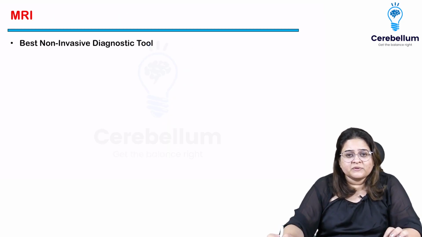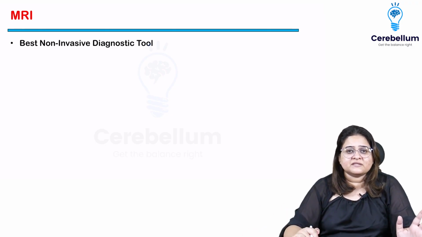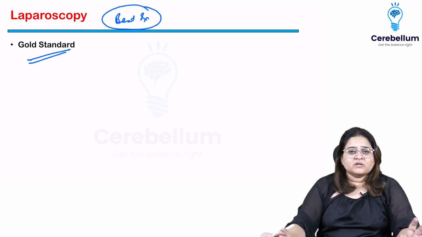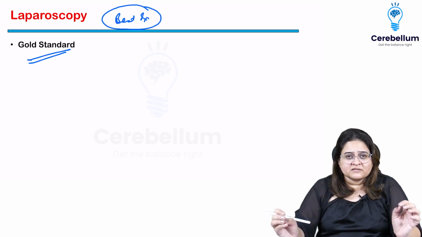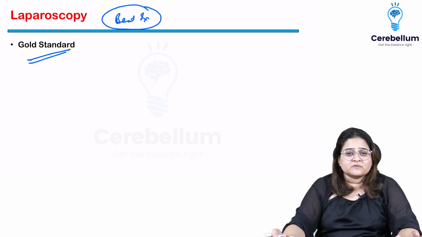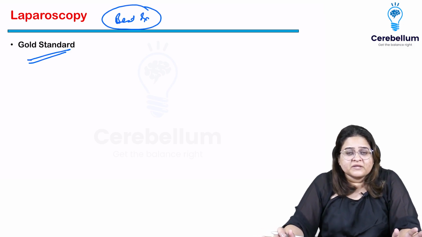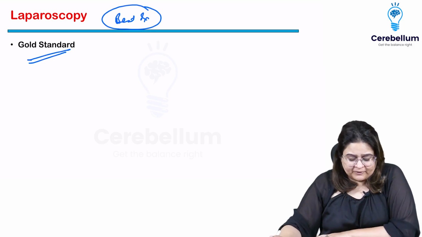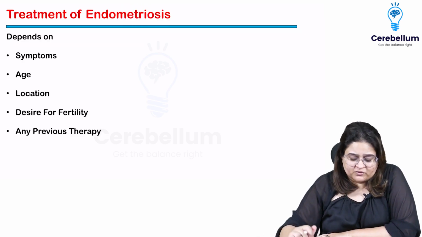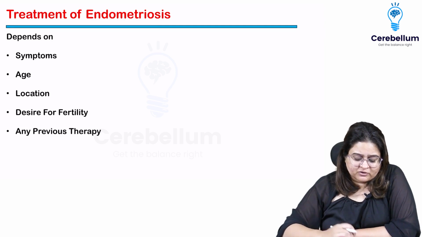An MRI would be the best non-invasive diagnostic tool, but if they just ask for the best investigation, and they don't specify invasive or non-invasive, this is standard: laparoscopy is the gold standard. It is the rule. It should be done, especially if you're strongly suspecting endometriosis. Laparoscopy is the best way to diagnose it. Okay, now how do you treat endometriosis?